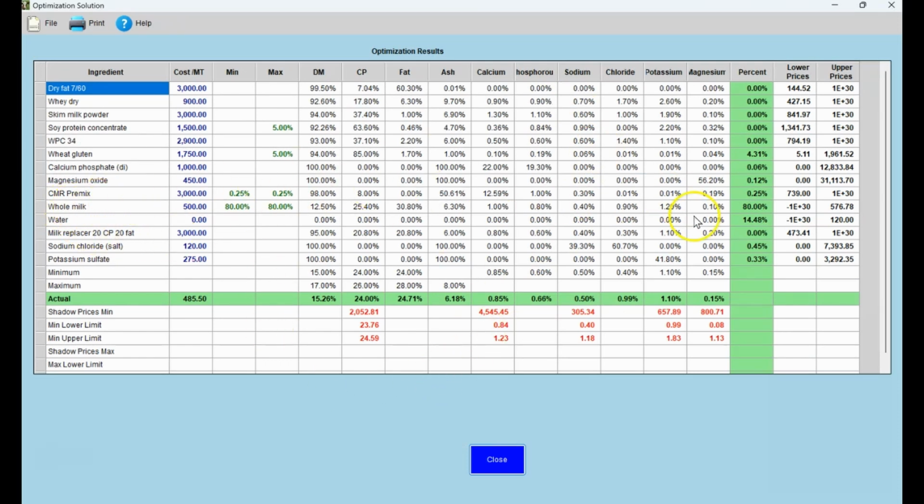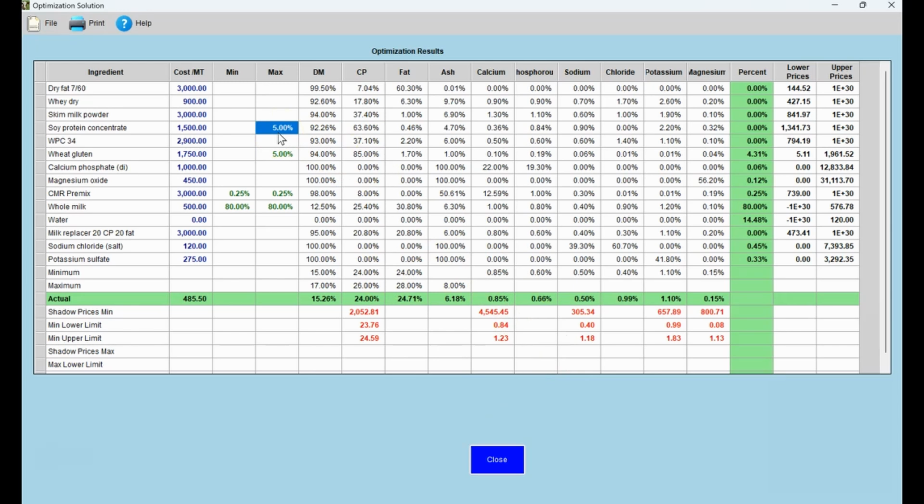Whole milk at 80%, water at about 14%, wheat gluten at 4%, and the remaining balance coming from minerals and premixes. The final blend contains about 15.2% solids, 24% protein, 25% fat, and meets all mineral specifications. You'll also notice a small amount of dicalcium phosphate, salt, and magnesium oxide entering the solution to satisfy calcium, sodium, and magnesium requirements respectively.